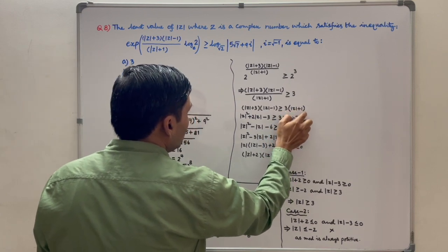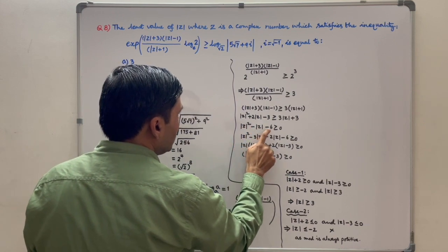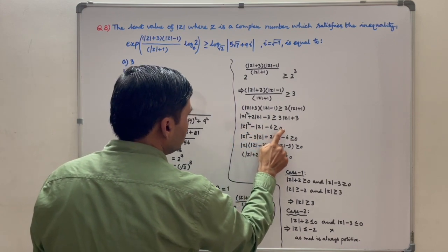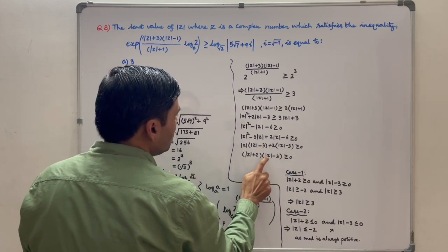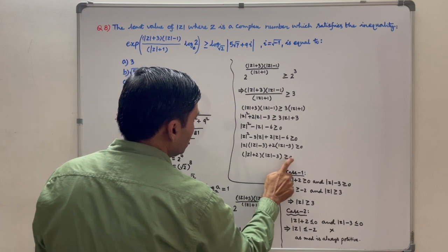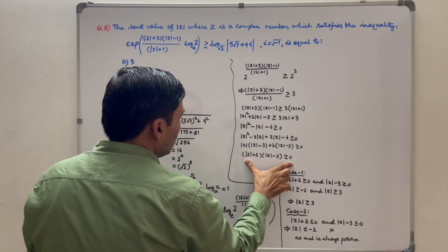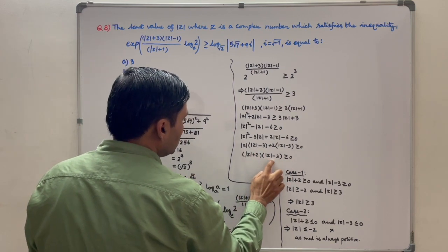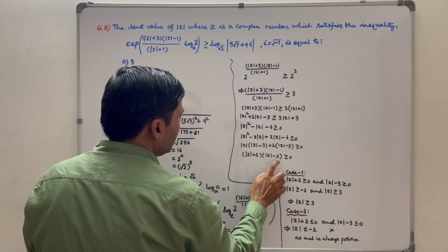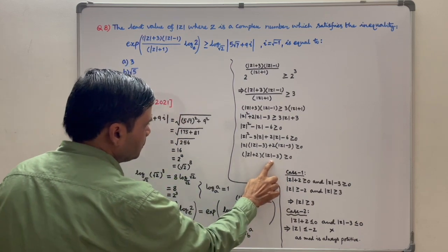Now take this to left hand side. So it will be mod z square minus mod z minus 6 is greater than or equal to 0. We can factorize this as mod z plus 2 into mod z minus 3 is greater than or equal to 0. Now this inequality is possible only when both are positive or both are negative. So we will consider two cases. In case 1, we will consider both of them to be positive.